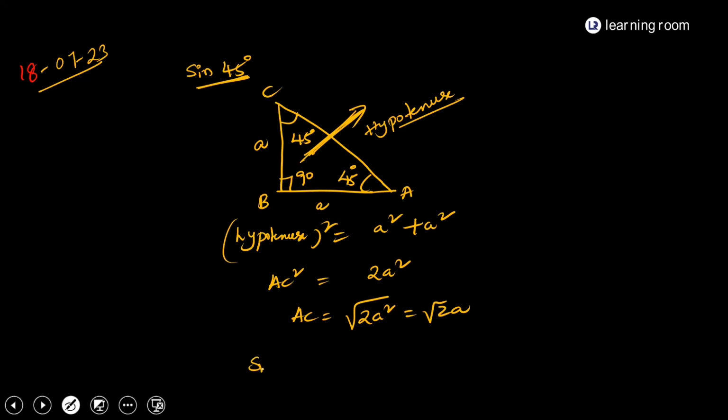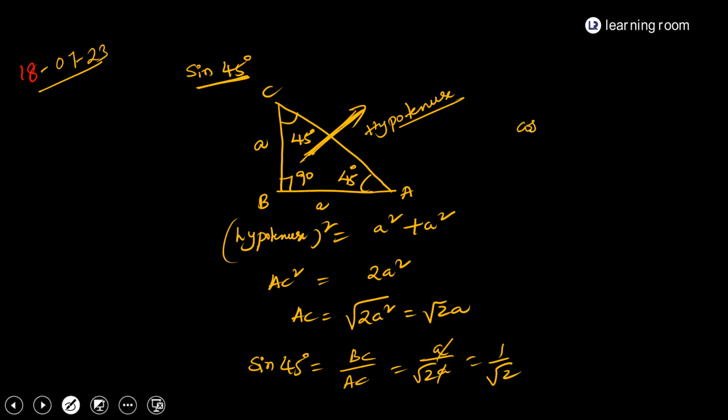Now, what is sine 45? Sine theta equals the value of the side opposite to the angle, which is BC, so BC by AC equals A by root 2 A. A will cancel out, 1 by root 2. That is sine 45. Standard value, it will never change.